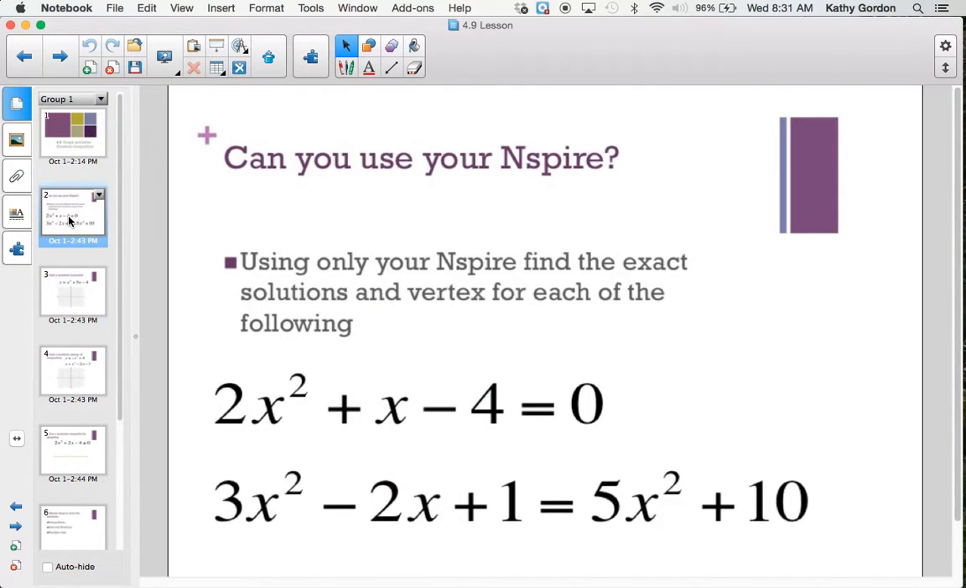With a little test to see if you've really learned something. So using your Inspire, find the exact solutions and vertex for each of the following. So you have two equations there. You are finding solutions to the equation. You're also finding the vertex if you were graphing that quadratic.